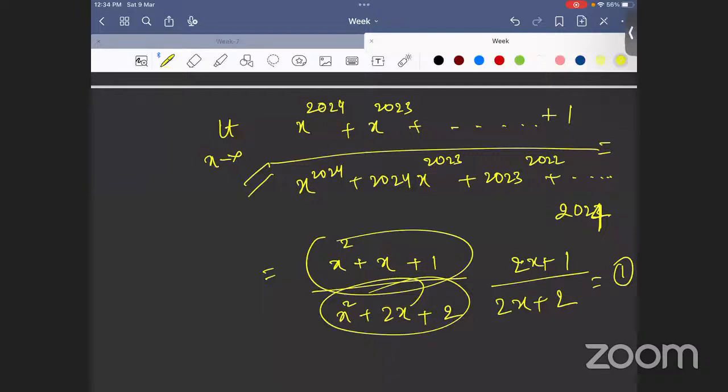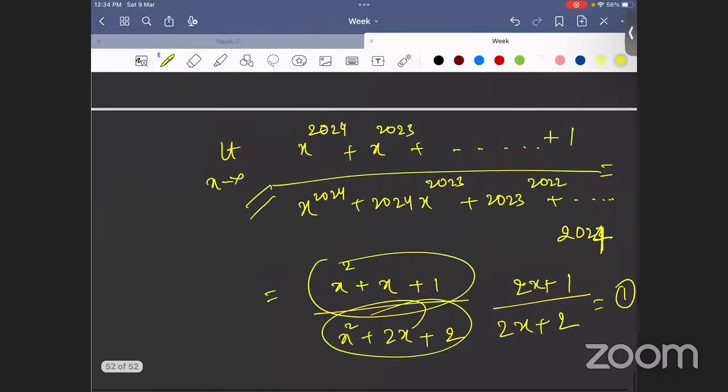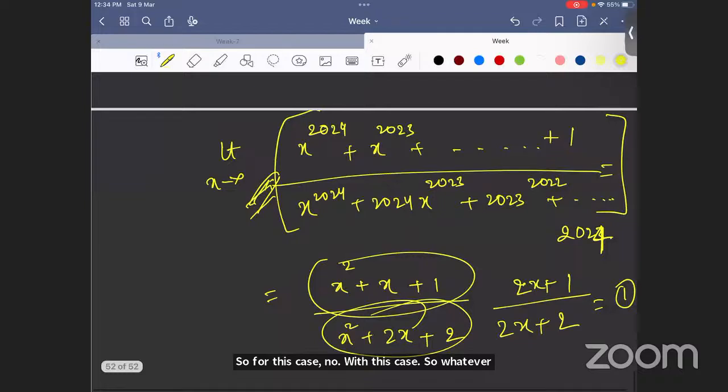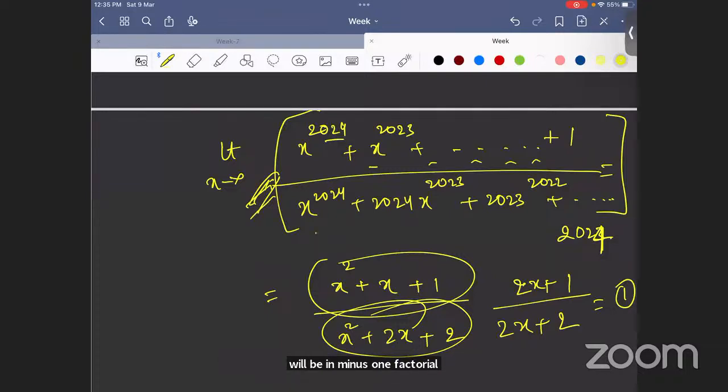There will be 1 by 4. See, why the values here? So for this case now, whatever you have said, whenever you are differentiating, you get the factorial for sure. And here will be n minus 1 factorial. And if you differentiate it here, there also it will be n factorial, I guess. Here you should be getting 2024, I guess.